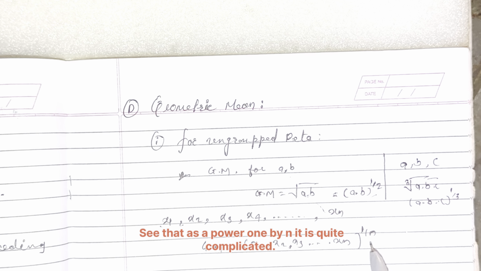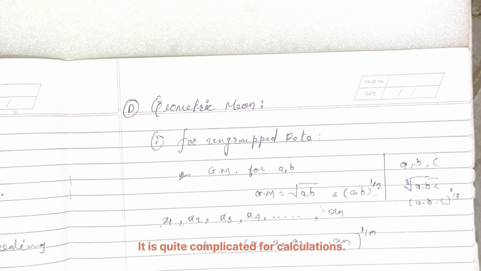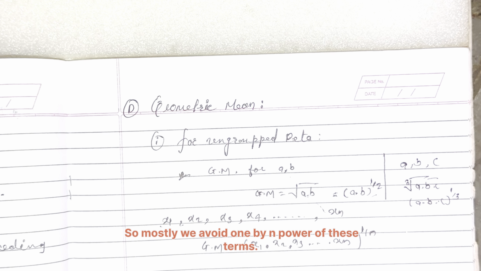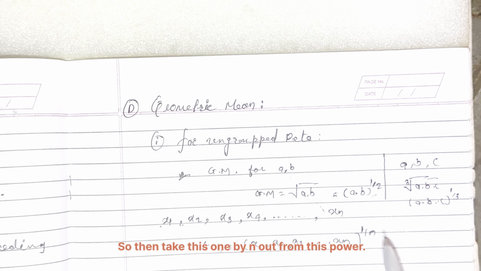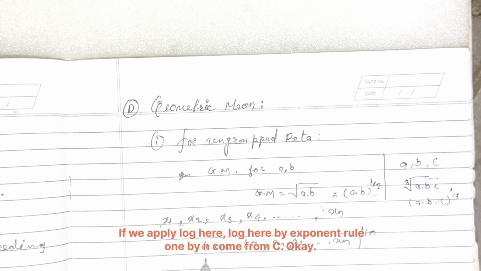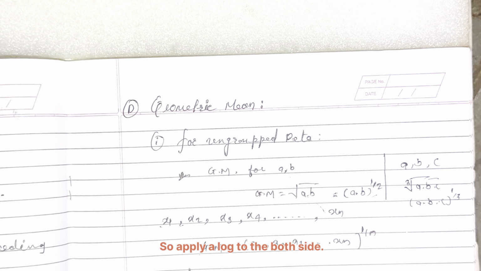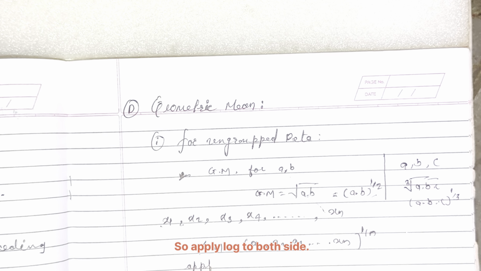See that as a power 1 by n, it is quite complicated for calculations. So mostly we avoid the 1 by n power of these terms. So take this 1 by n out of the power. What is the possible way? We can take log on both sides. If we apply log here, by the exponent rule 1 by n comes out. So apply log to both sides.